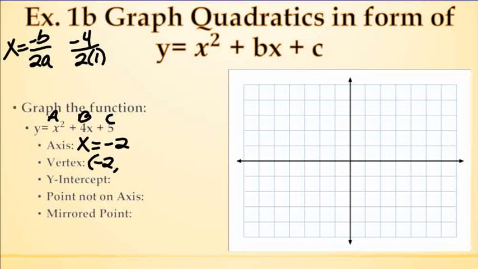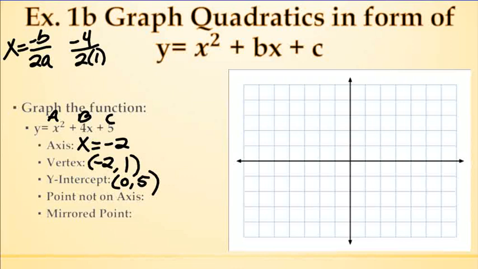To find my vertex, I already found that it's at negative 2 on the x-coordinate. To find my y, I plug negative 2 in for x. Negative 2 squared is 4. 4 plus a negative 8 is negative 4. Negative 4 plus 5 is positive 1. So the vertex is at negative 2, 1. The y-intercept, we said, is always your c. So the y-intercept, x is 0, y is going to be 5.